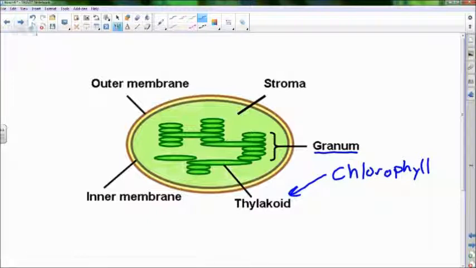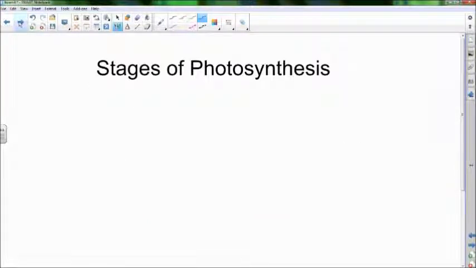What I want to talk about now are the stages of photosynthesis. So photosynthesis basically happens in 3 stages. And we're going to talk about stage 1 a little bit more today, but then we'll cover stages 2 and 3 tomorrow. So the first stage of photosynthesis is we want to capture energy from light.